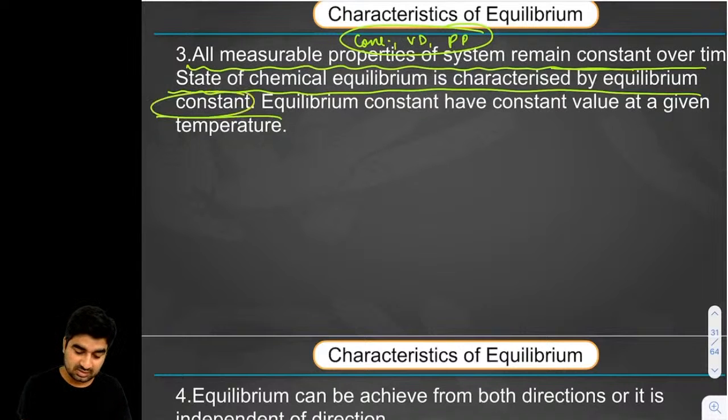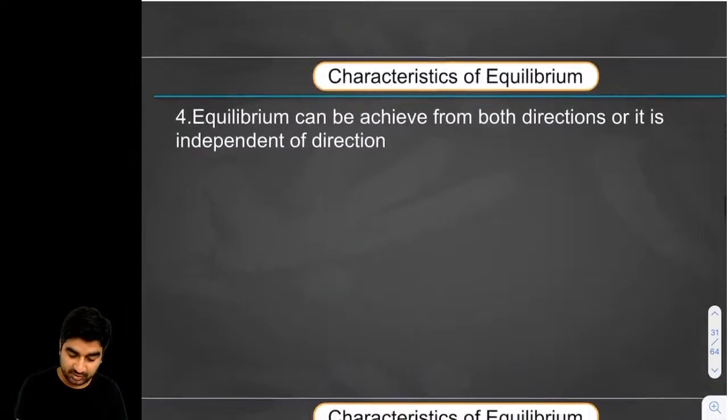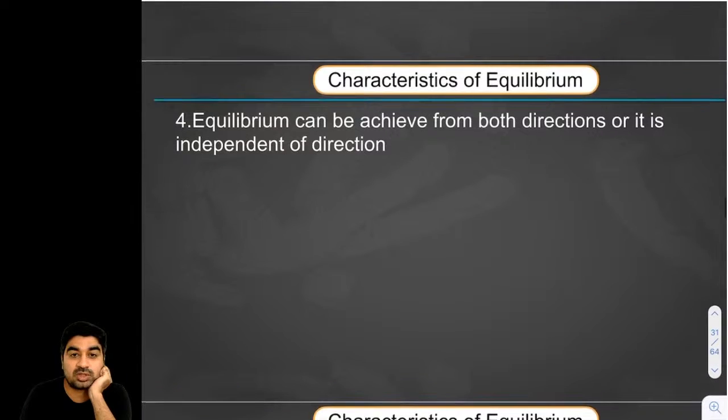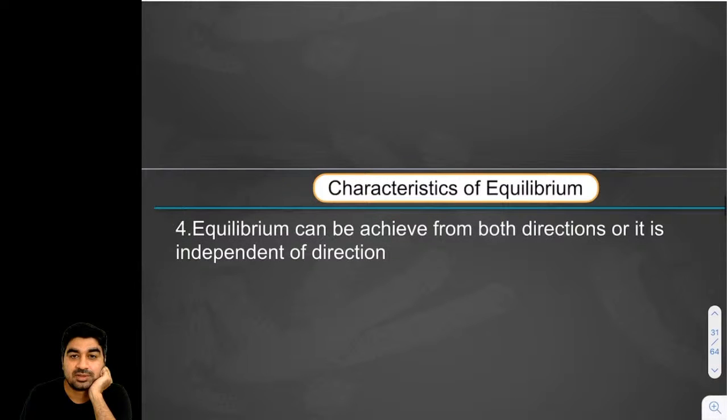The state of chemical equilibrium is characterized by the equilibrium constant. Don't worry, I will discuss it. So the next point is equilibrium can be achieved from both directions. What do you mean by it?